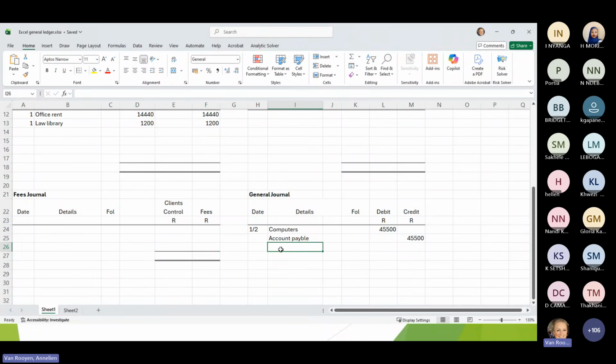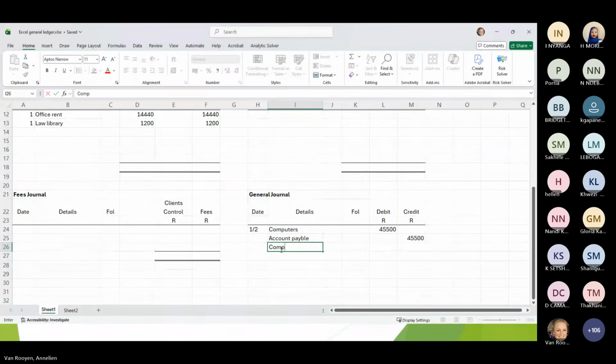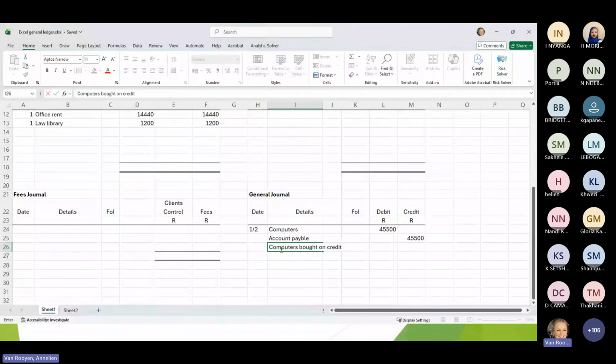Okay. And always remember to have an explanation or a narrative, as we call it, at the end. Computers, and this you can type in anything that makes sense to you, that you can explain it. Computers bought on credit. You can even say from SA Computing. There's no right or wrong in this narrative. It's there to explain to you.